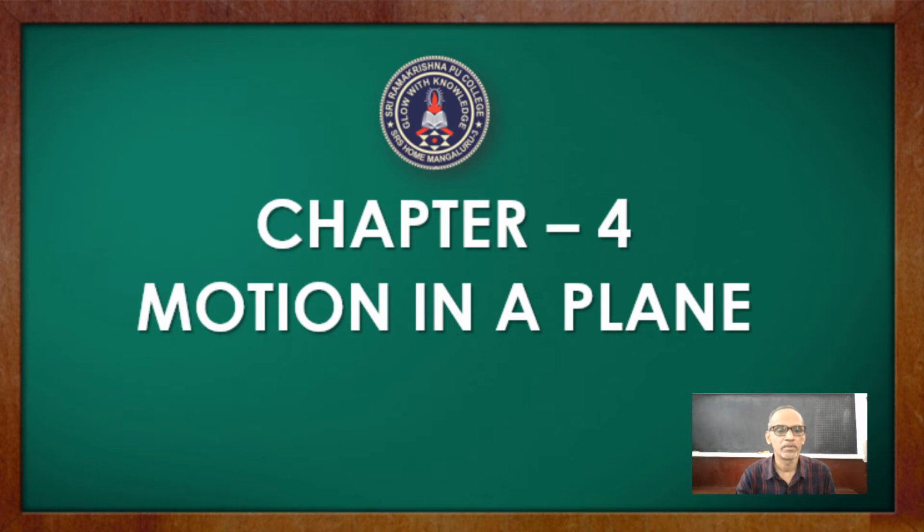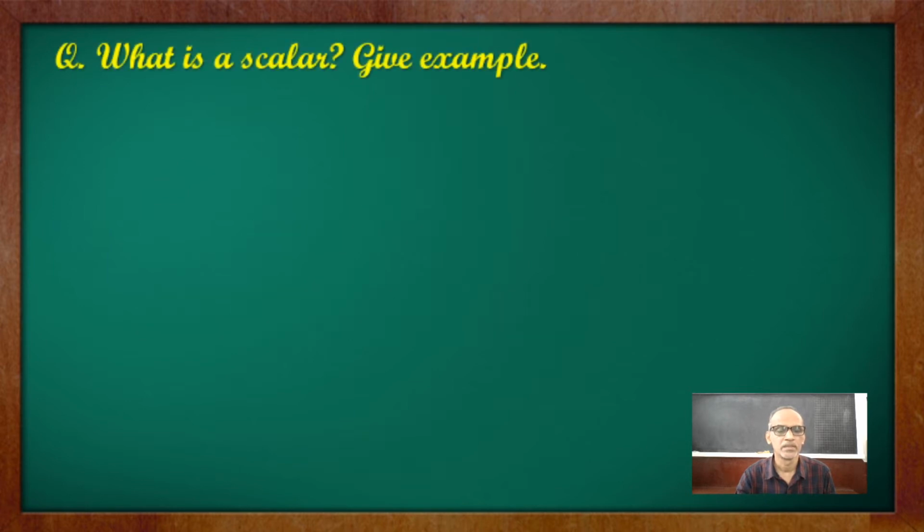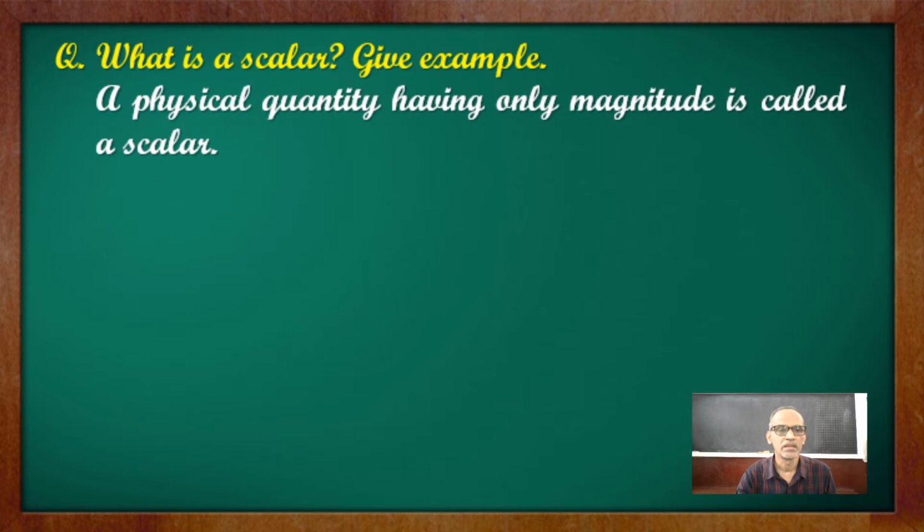Before learning about this particular chapter, first we need to understand certain terms like what is a scalar, and what are the examples for scalar. We have already learned this definition earlier. A physical quantity having only magnitude is called a scalar. Examples are, all the fundamental quantities are examples for the scalar: mass, length and time. So what is a scalar quantity? A quantity having only magnitude is called a scalar quantity.